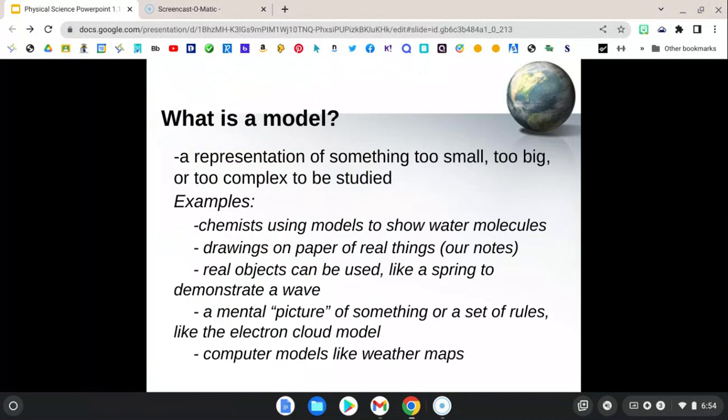Since many things that we study in science are either too big or too small or too complex to actually be studied in real life, we use models. Examples could be chemists using models to show water molecules, drawings on paper of real things, like your notes. Real objects can be used, like a spring to demonstrate waves, or a mental picture of something or a set of rules, like the electron cloud model. We also commonly use computer models like weather maps.